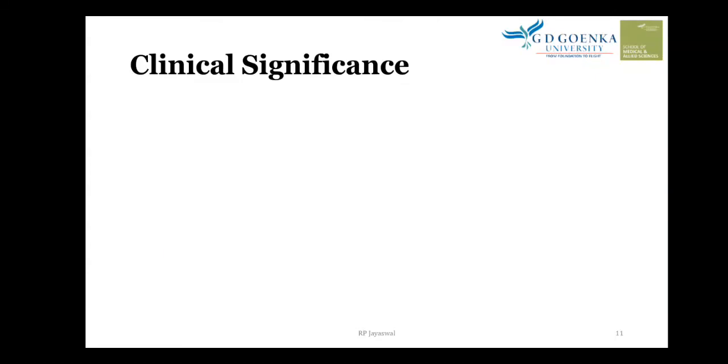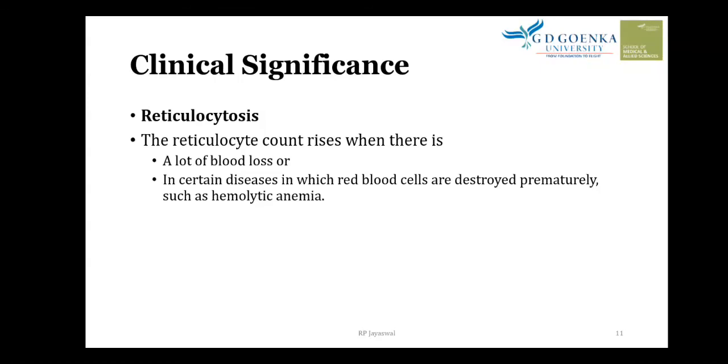What is the clinical significance of the test? Reticulocytosis. This is the medical term which indicates when the reticulocyte count rises, and this happens because of a lot of blood loss, or in certain diseases in which red blood cells are destroyed prematurely, such as hemolytic anemia. So when there is a lysis of red blood cells prematurely, the bone marrow tends to produce red blood cells, and the reticulocyte count increases.